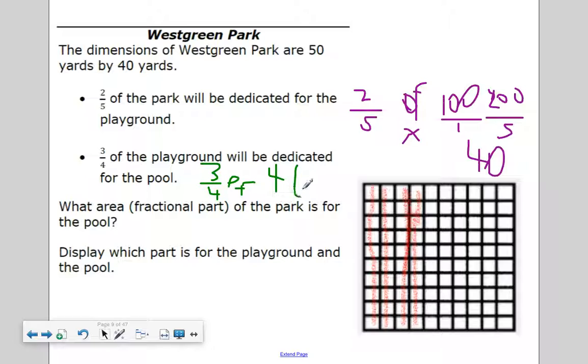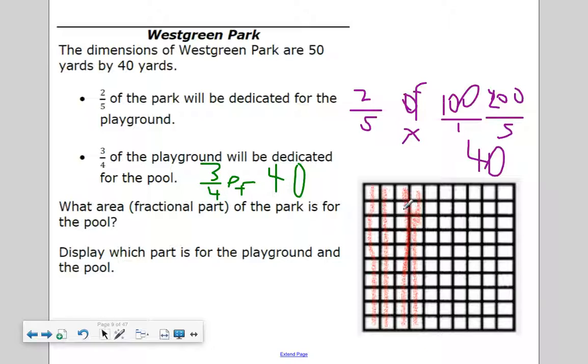So let's go back here. Let's look at a pictorial model. Do you notice how if I broke this 100 unit squares into 5 groups, groups of 20, group of 20, group of 20, group of 20, group of 20, 2 of the 5 groups will have 40. We could do the same thing with the pictorial. There are, as you can tell, 4 columns here. 3 of the 4 columns will be used for the pool.